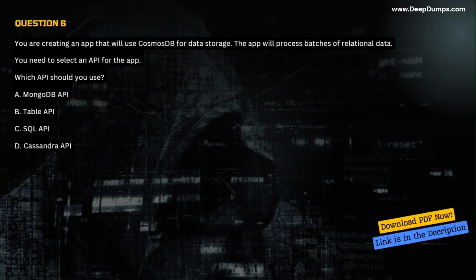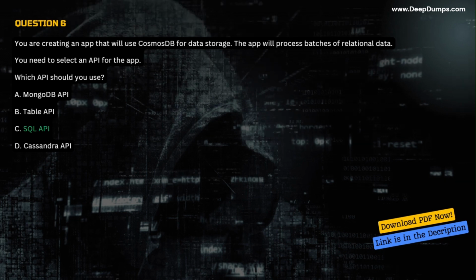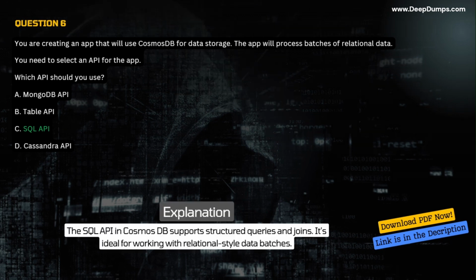Question 6. You are creating an app that will use Cosmos DB for data storage. The app will process batches of relational data. You need to select an API for the app. Which API should you use? A. MongoDB API. B. Table API. C. SQL API. D. Cassandra API. Correct answer, C. SQL API. Explanation. The SQL API in Cosmos DB supports structured queries and joins. It's ideal for working with relational-style data batches.